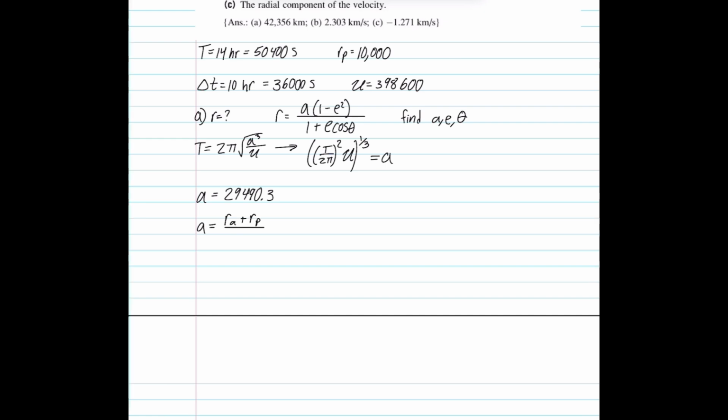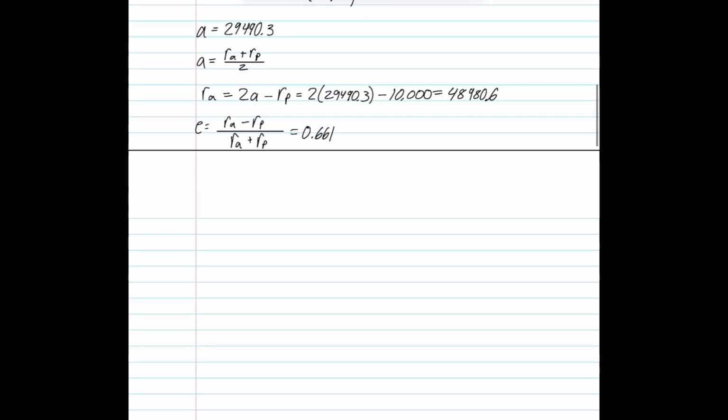And we also know that the semi-major axis is equal to that, so we can rearrange for the radius of apogee. And since we know the radius of perigee and we just found the semi-major axis, we can solve this. And we know that the eccentricity equals this. And now all we need to do is find theta.